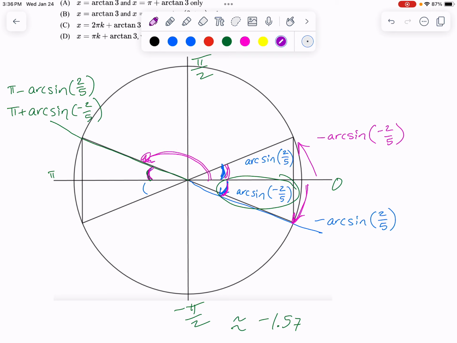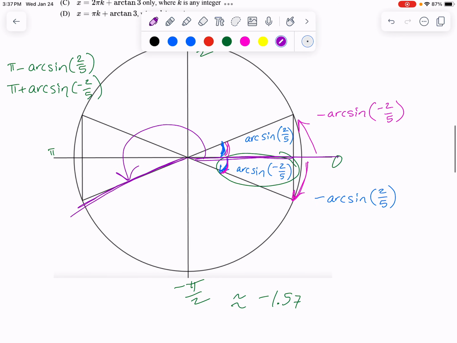Now let's look at how I can describe, you know what, there's too much going on. Let's get rid of some of this. Now let's talk about how to describe the angle that has its initial side here and its terminal side there. If it comes all the way around, we could think of this as pi plus this angle, which is equivalent to that angle. So we could say that this is pi plus arc sine of 2/5.